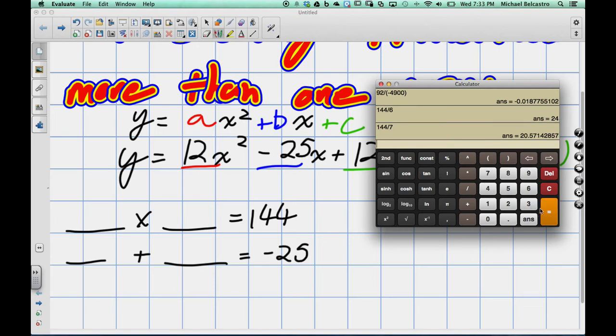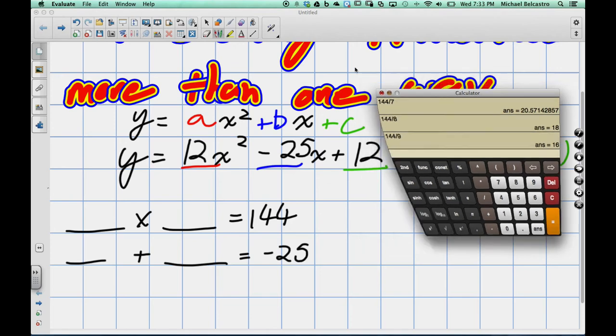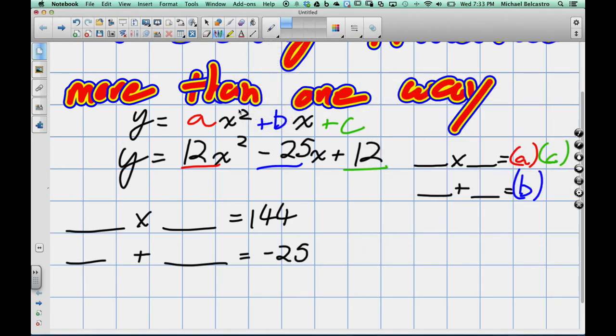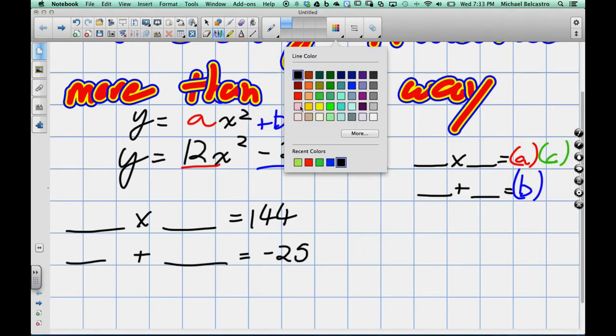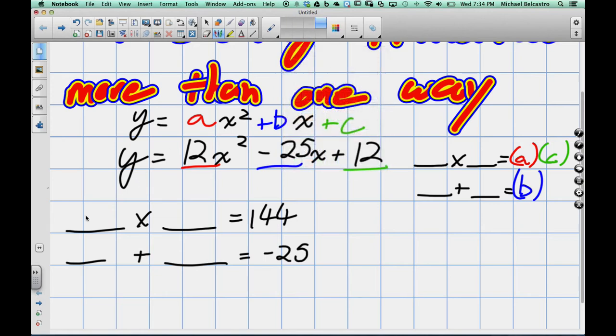Okay, 144. 7, does that go in evenly? Nope. 8, does that go in evenly? Oh yeah, 8 and 18. Do 8 and 18 do that? No, they go to 26. Okay, 144 divided by 9. Oh, 9 and 16. What do 9 and 16 add up to? Do you know? Think about it for a second while I write it down. If we were to add negative 9 and negative 16, so negative 9 times negative 16. 25. Yeah, there we go.